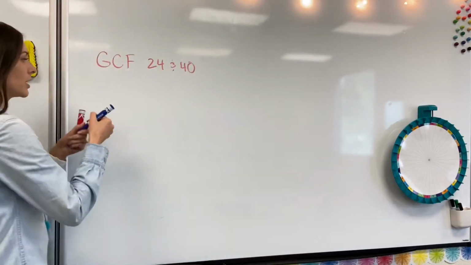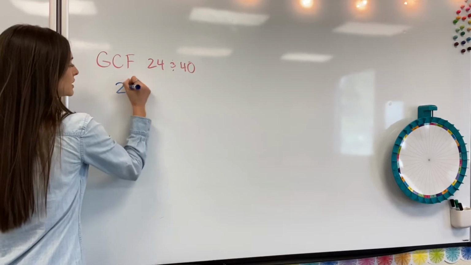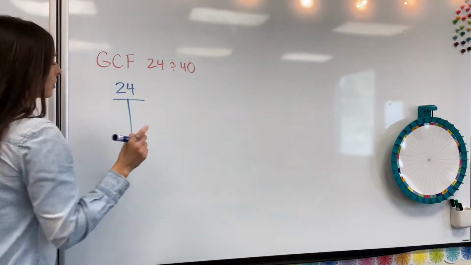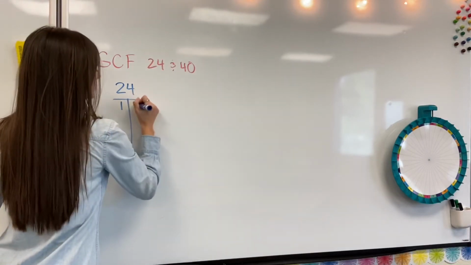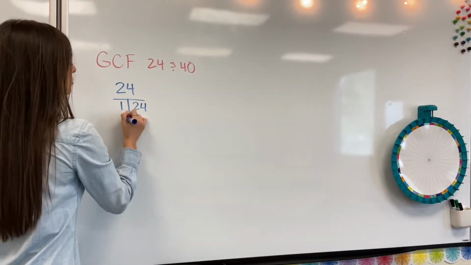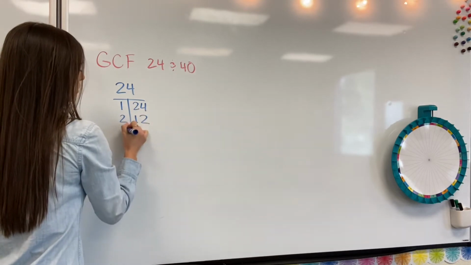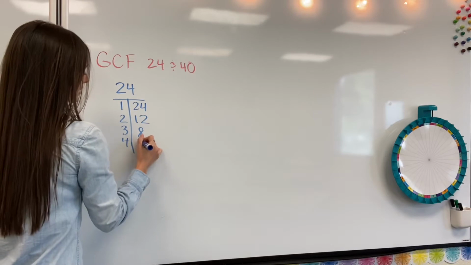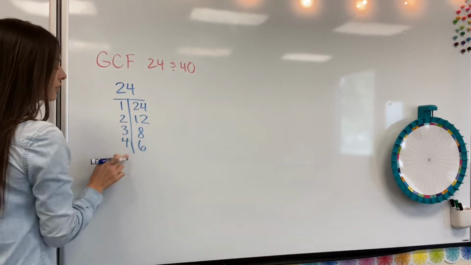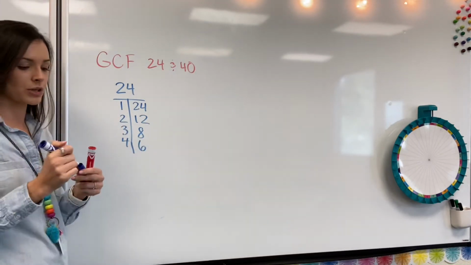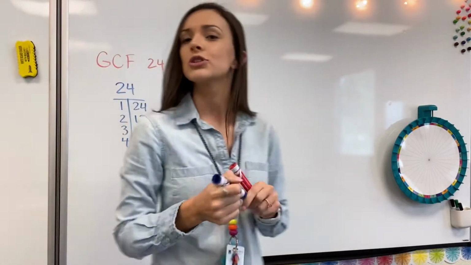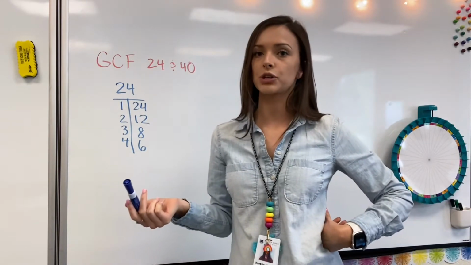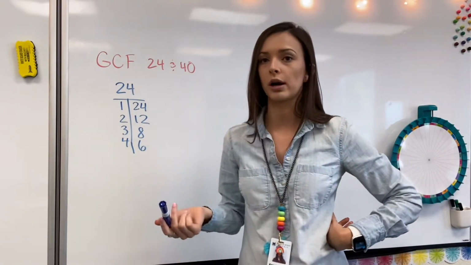So if I have the number 24, I'm going to use my T-chart strategy. And I always start with the number 1. Always check number 1 first and go in order. So 1 times 24, 2 times 12, 3 times 8, 4 times 6. So 1, 2, 3, 4, 5. Is 5 a factor of 24? No. So it's not going to be 5, but I have to keep going. I don't just stop checking for factors once I've found one that doesn't work.